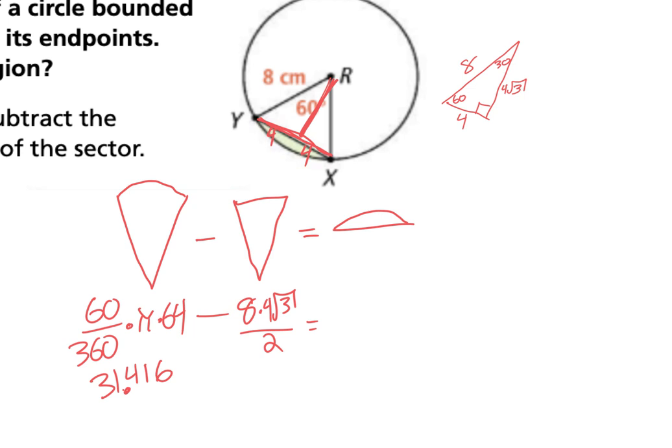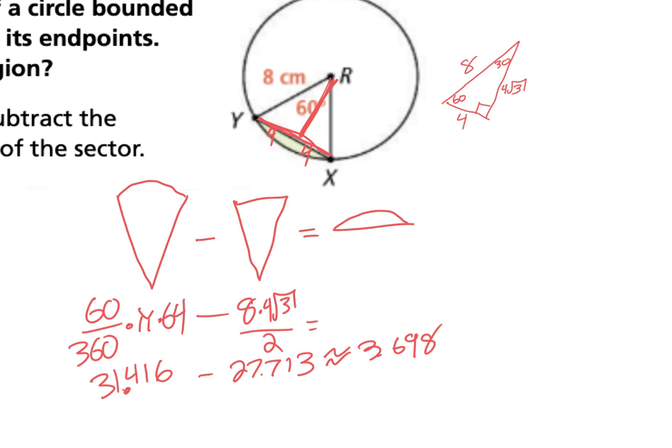So I found the area of the sector, and the area of the sector was 31.416. And then I'll go 4 times 4 square roots of 3. And this gives me 27.713. And I'll subtract those, 31.416 minus 27.713. And that gives me, we've approximated this now, 3.698.